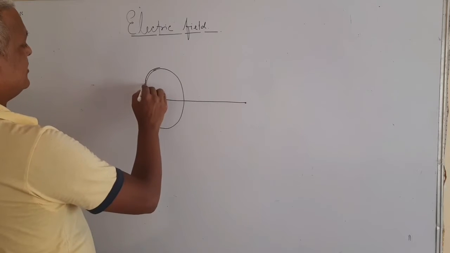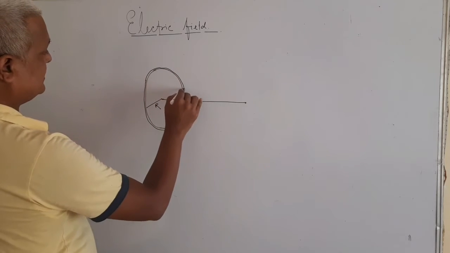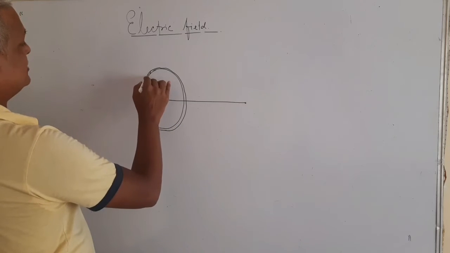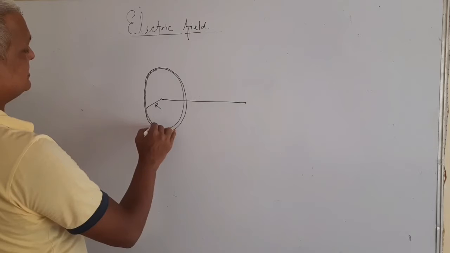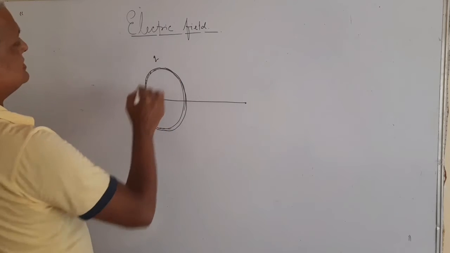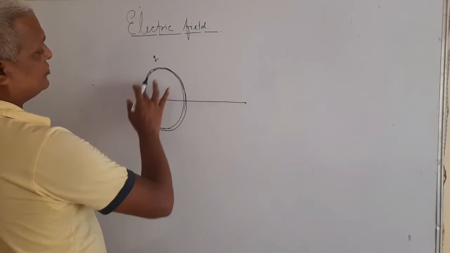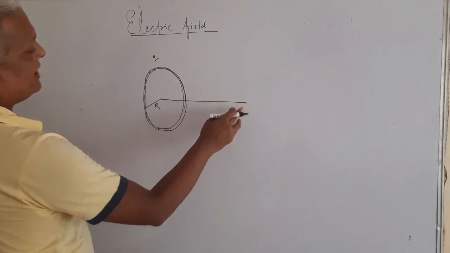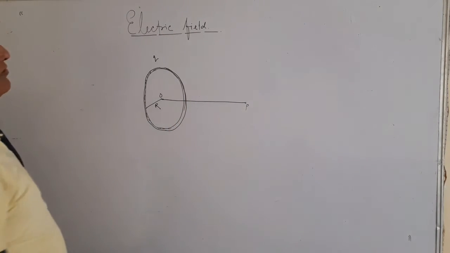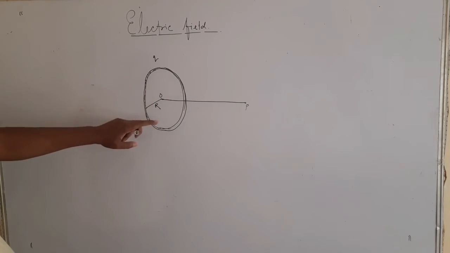So I just try to make it look like a ring. This is a circular ring of radius R, a thin ring. Don't get confused that this is a hollow ring or something like that. It is just a thin ring, and the charge on this is Q, and we are interested in finding the electric field due to this ring at point P on its axis, because OP is the axis of the ring.